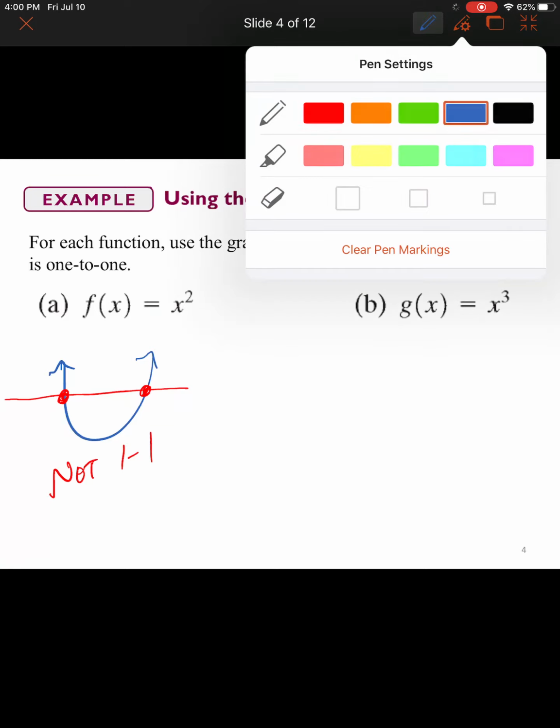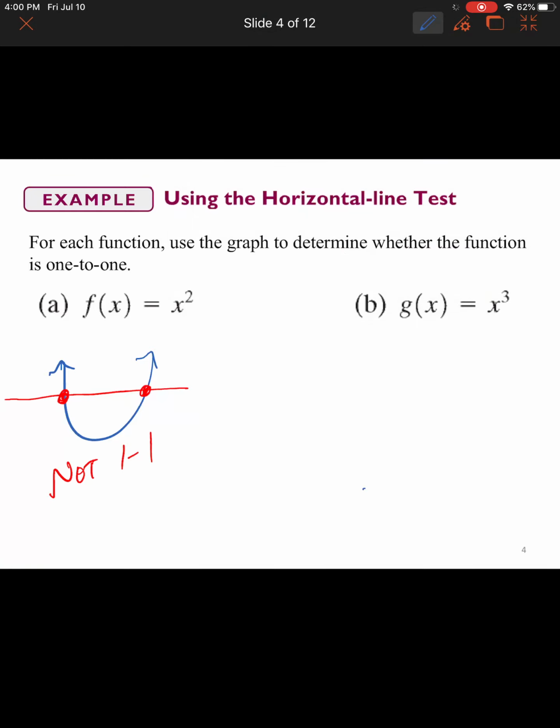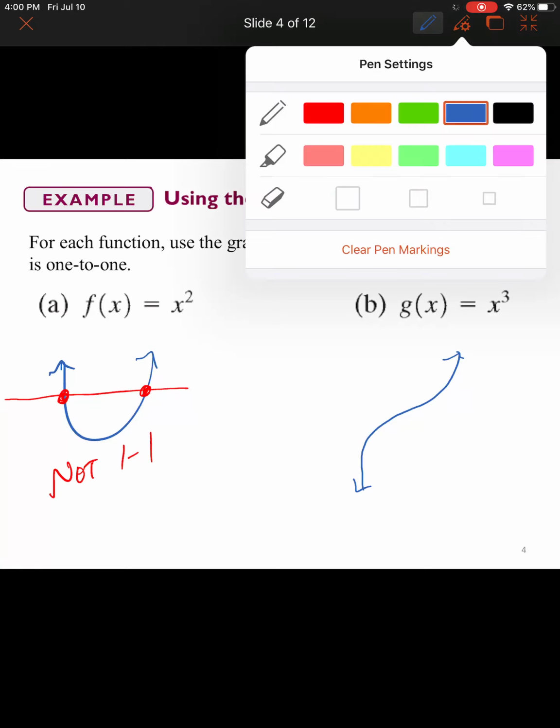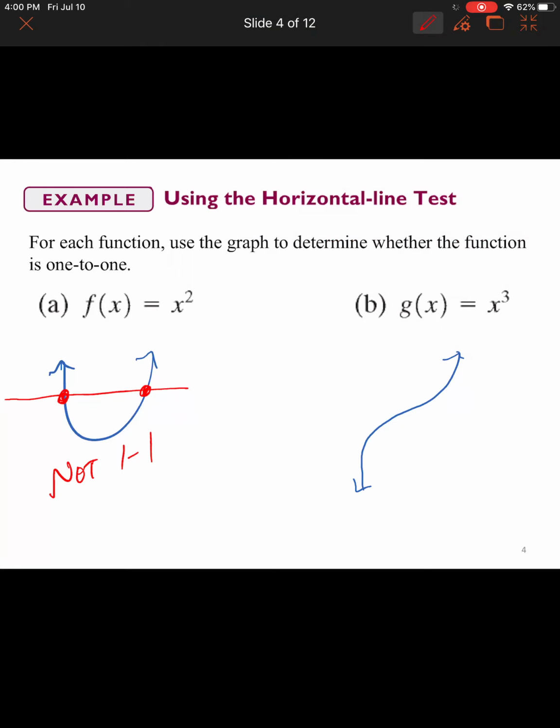And then we have the graph of the cube function, and the cube function happens something like so. Let's run that horizontal line test one more time. As long as you draw horizontal lines and they intersect the graph at one location, then you have a one-to-one function. All right, let's keep rolling.